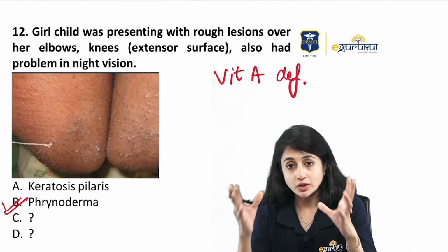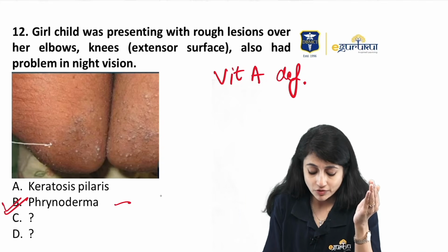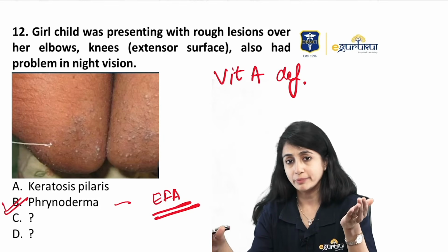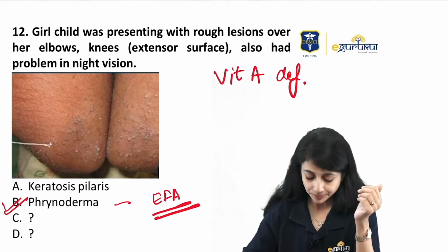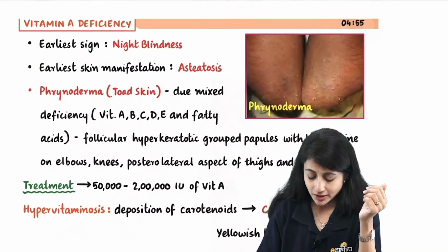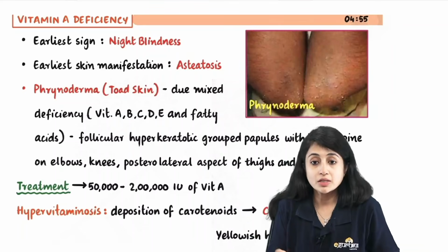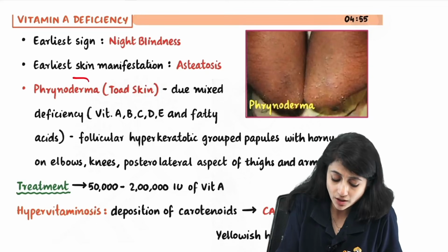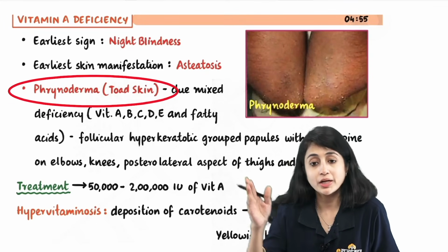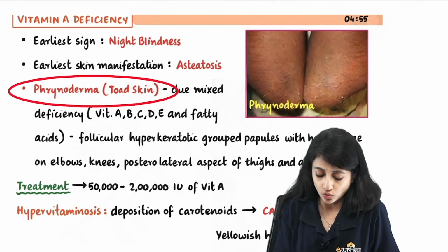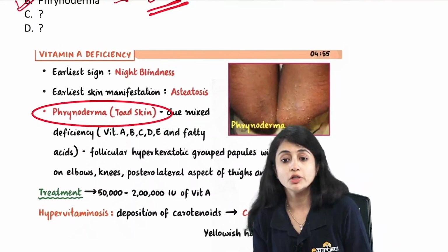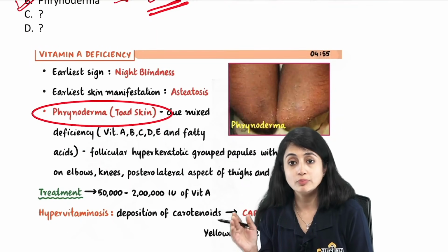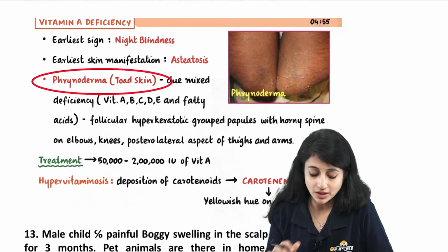Now remember, I had told you phrynoderma is basically a deficiency of essential fatty acids, but initially people used to think that it is only due to vitamin A deficiency, so usually they are clubbed together. So this is what we studied in vitamin A deficiency: there is night blindness, there is xerosis or dryness, and there is phrynoderma or toad skin, which is due to mixed deficiency of A, B, C, D, E, fatty acids and all of them. And how does a patient present? Follicular hyperkeratotic grouped papules, horny spines, which are present on elbows, knees, and the posterolateral aspect of thighs and arms. And how do you treat? You give vitamin A.